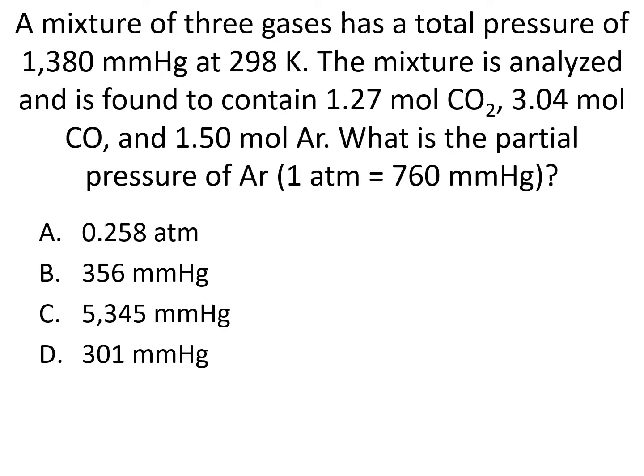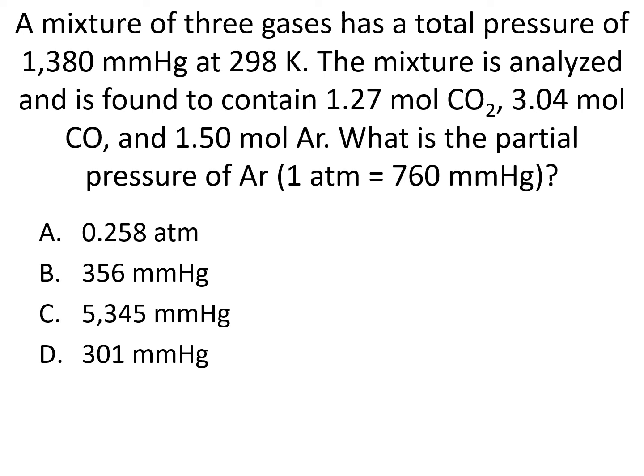A mixture of three gases has a total pressure of 1,380 millimeters of mercury at 298 Kelvin. The mixture is analyzed and found to contain 1.27 moles of carbon dioxide, CO2, 3.04 moles of carbon monoxide, CO, and 1.50 moles of argon, Ar. What is the partial pressure of argon? 1 atmosphere is equal to 760 millimeters of mercury.